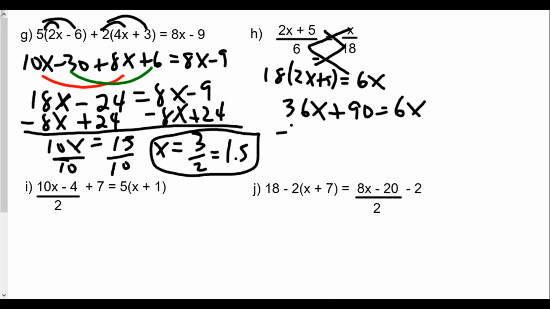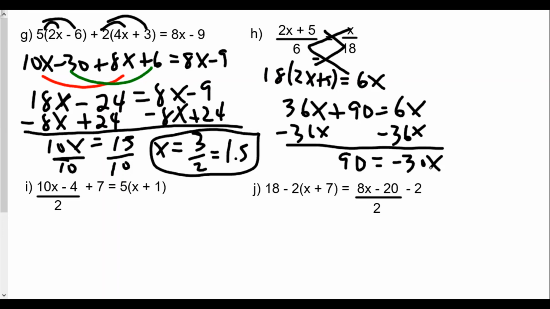Here, I'm going to subtract 36x on both sides. And you say, well, why do that for? Well, here's the thing. I would have to subtract 6x and then subtract 90. So we still kind of save a little bit on efficiency here. So 90 is equal to negative 30x. We divide both sides by negative 30. And we get x is equal to negative 3.